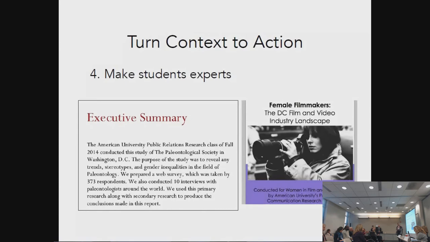So they retained clients in different areas. This one, they worked with the Paleontological Society, so having a friend who's a scientist paid off for me to actually have a client in the end. They also partnered with Women in Film and Video DC. These are two industries that classically have lacked gender diversity. They wrote these reports. They became experts.